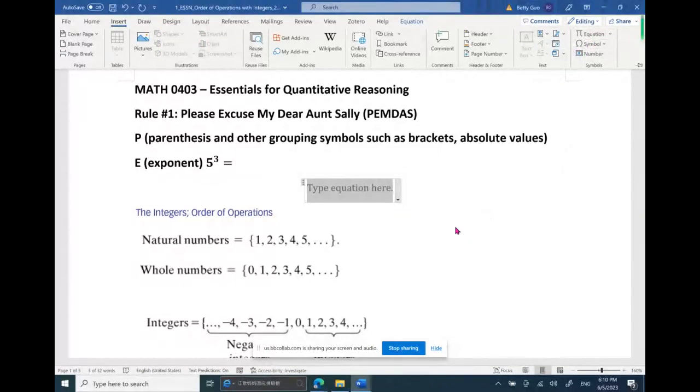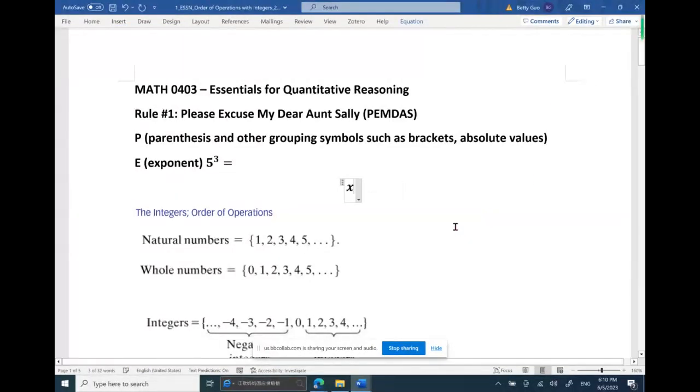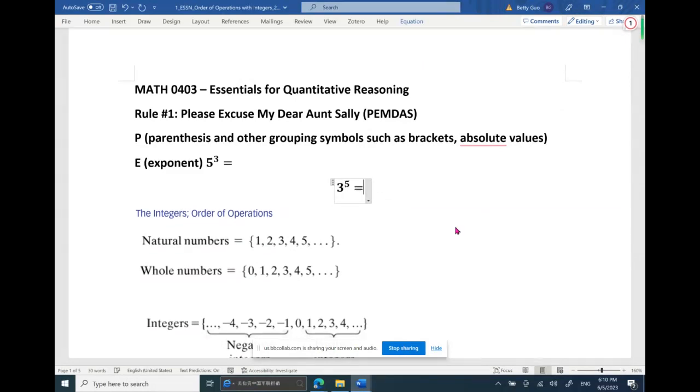Exponentiation has two parts, right? The number on the bottom is called a base. The number on the shoulder of the base is called an exponent. Together, that is one expression.